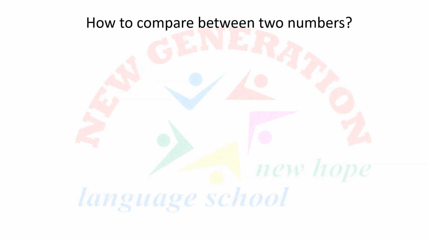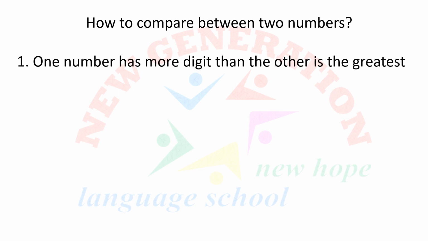Okay, I want to compare between two numbers. How can I compare between two numbers? How can I say that this number is bigger than that number and vice versa? Okay, if they have different numbers of digits, one number has more digits than the other, the number that has more digits is the greatest.